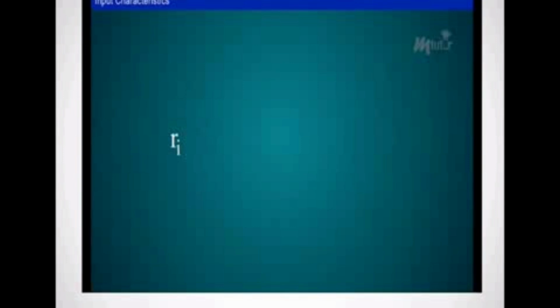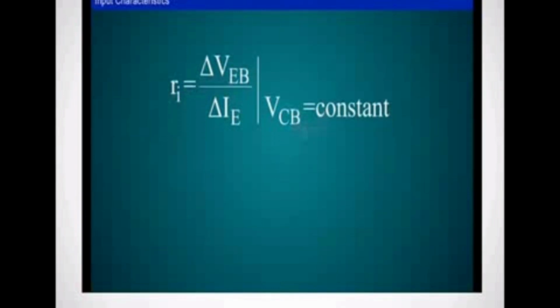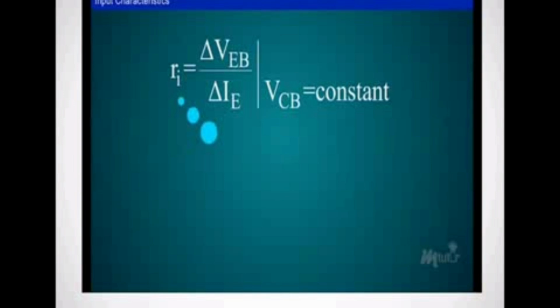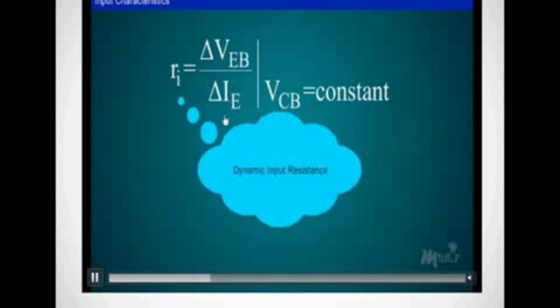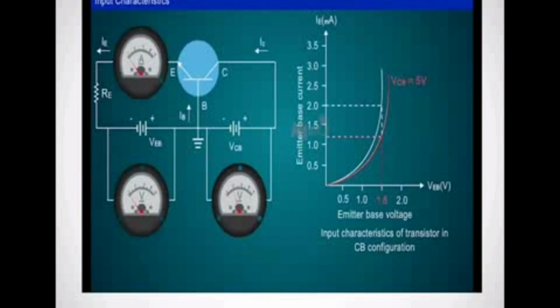So input resistance. That is how you calculate the input resistance for a Zener diode. The same method you can use to calculate the input resistance for the transistor also. So here, at a constant value of VCB, the change in voltage across emitter base divided by the change in the flow of current in the emitter. So you get the line like this, connecting the two values. So that is the result for VCB.